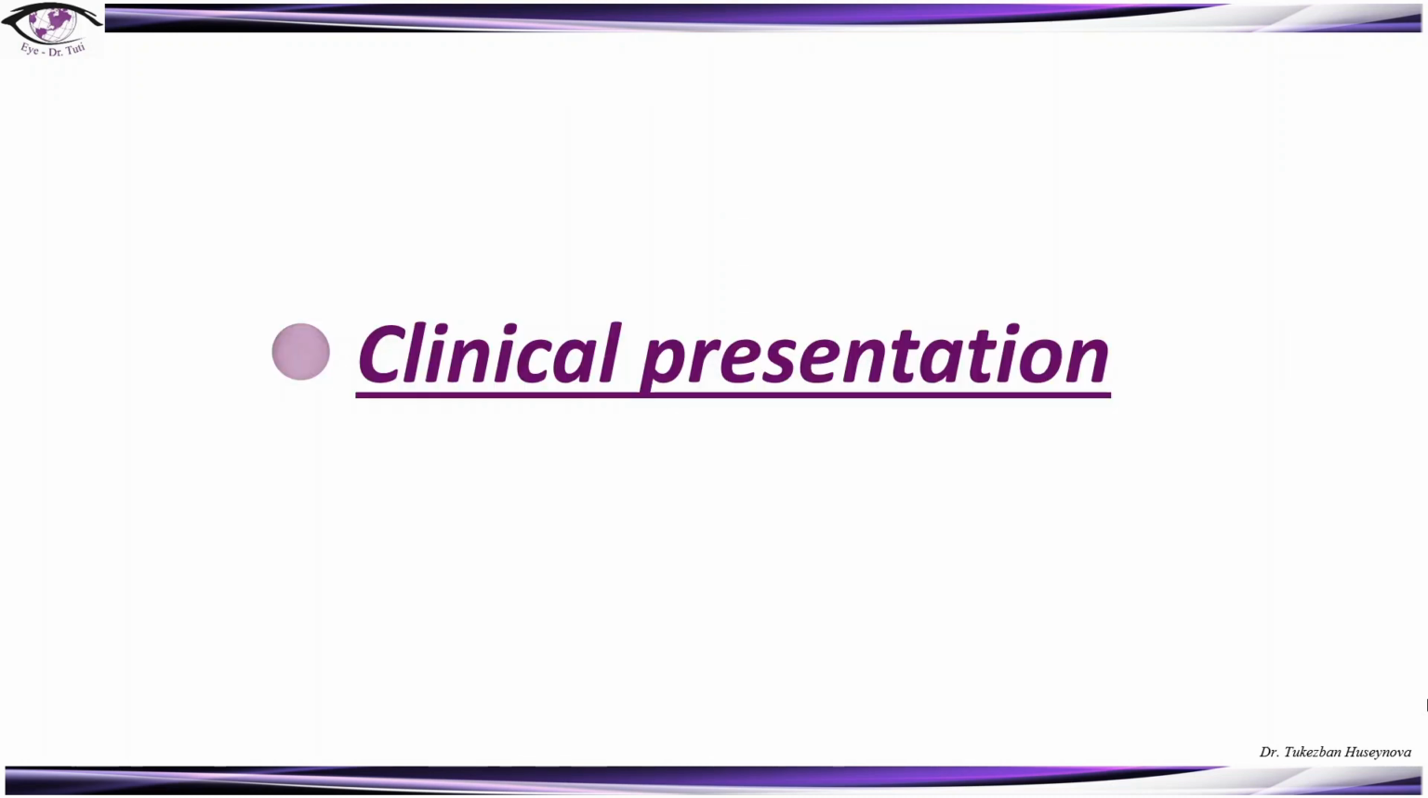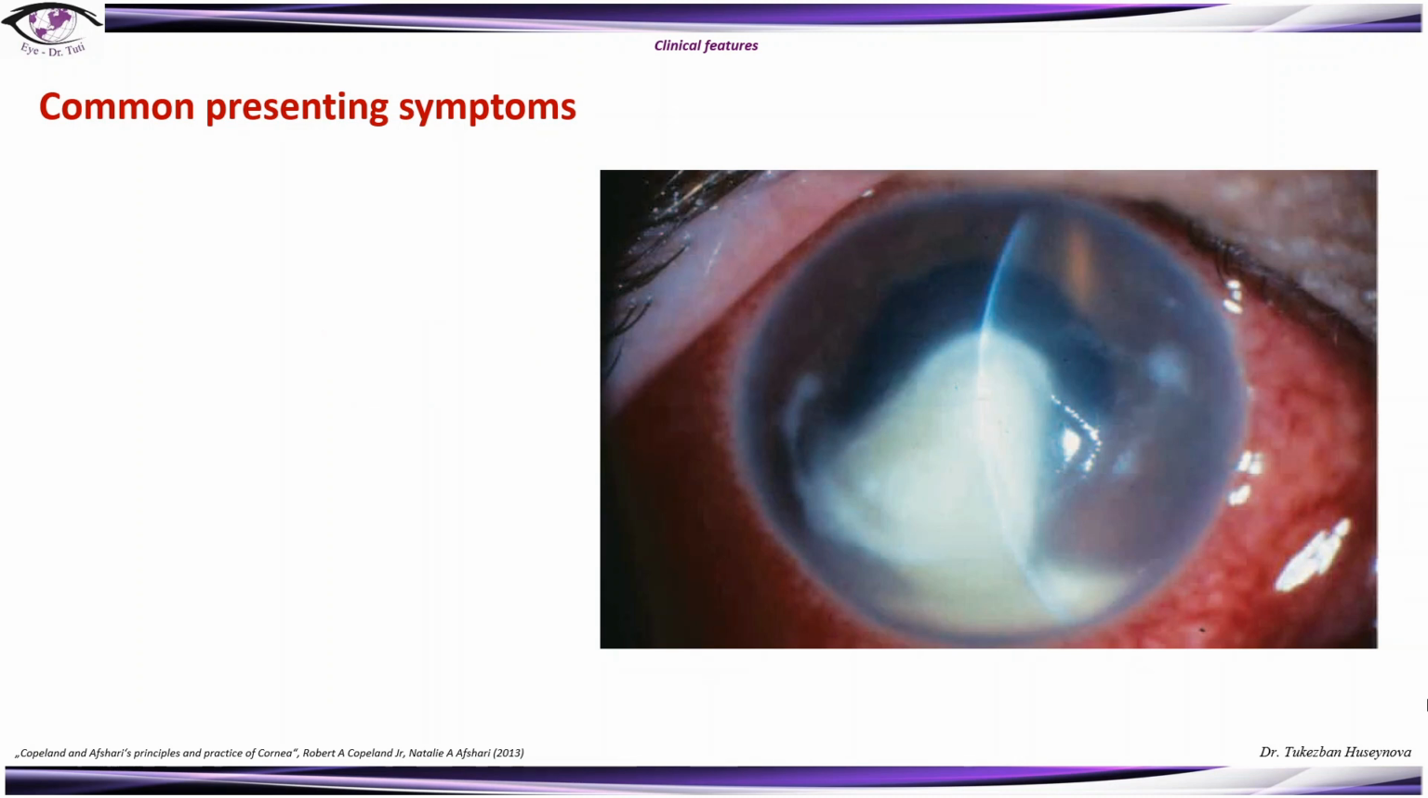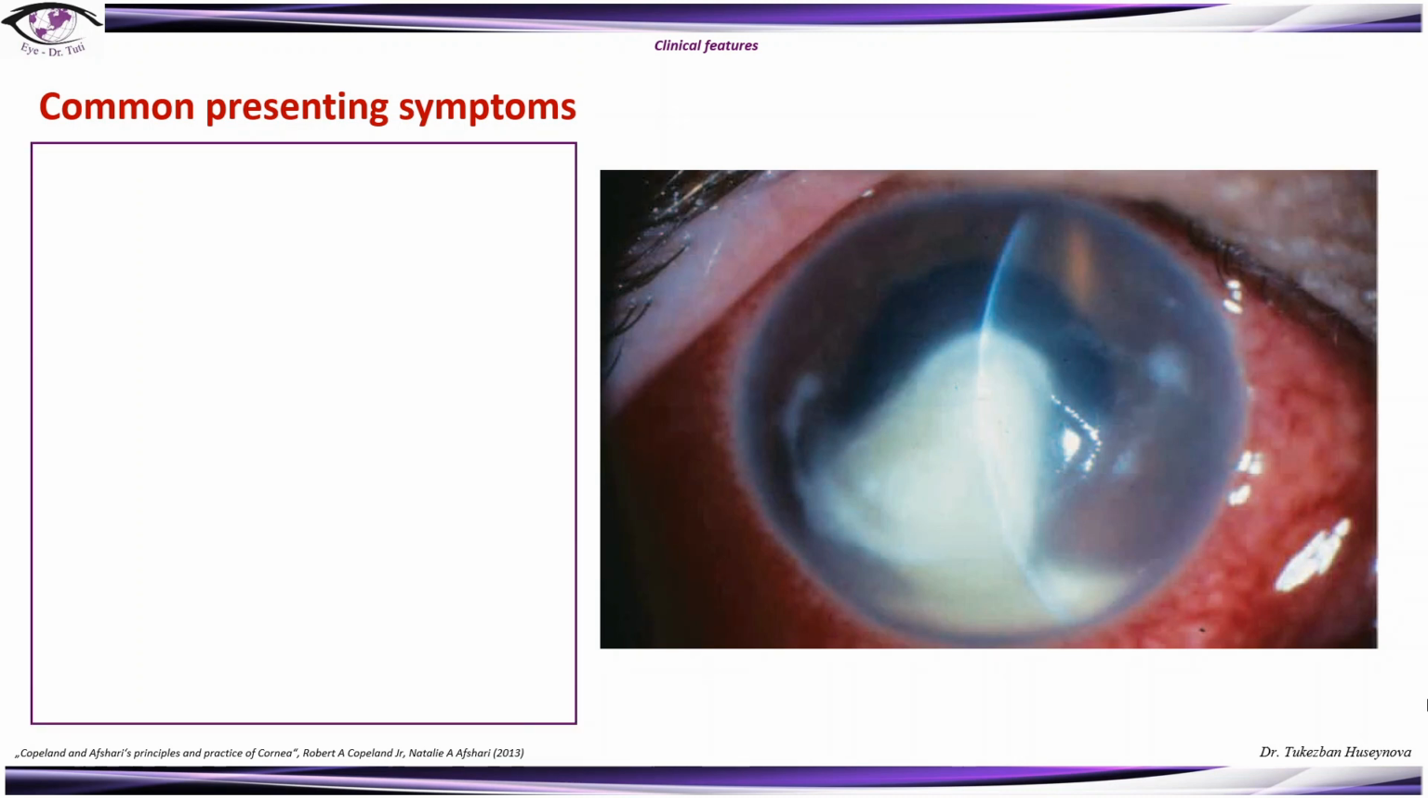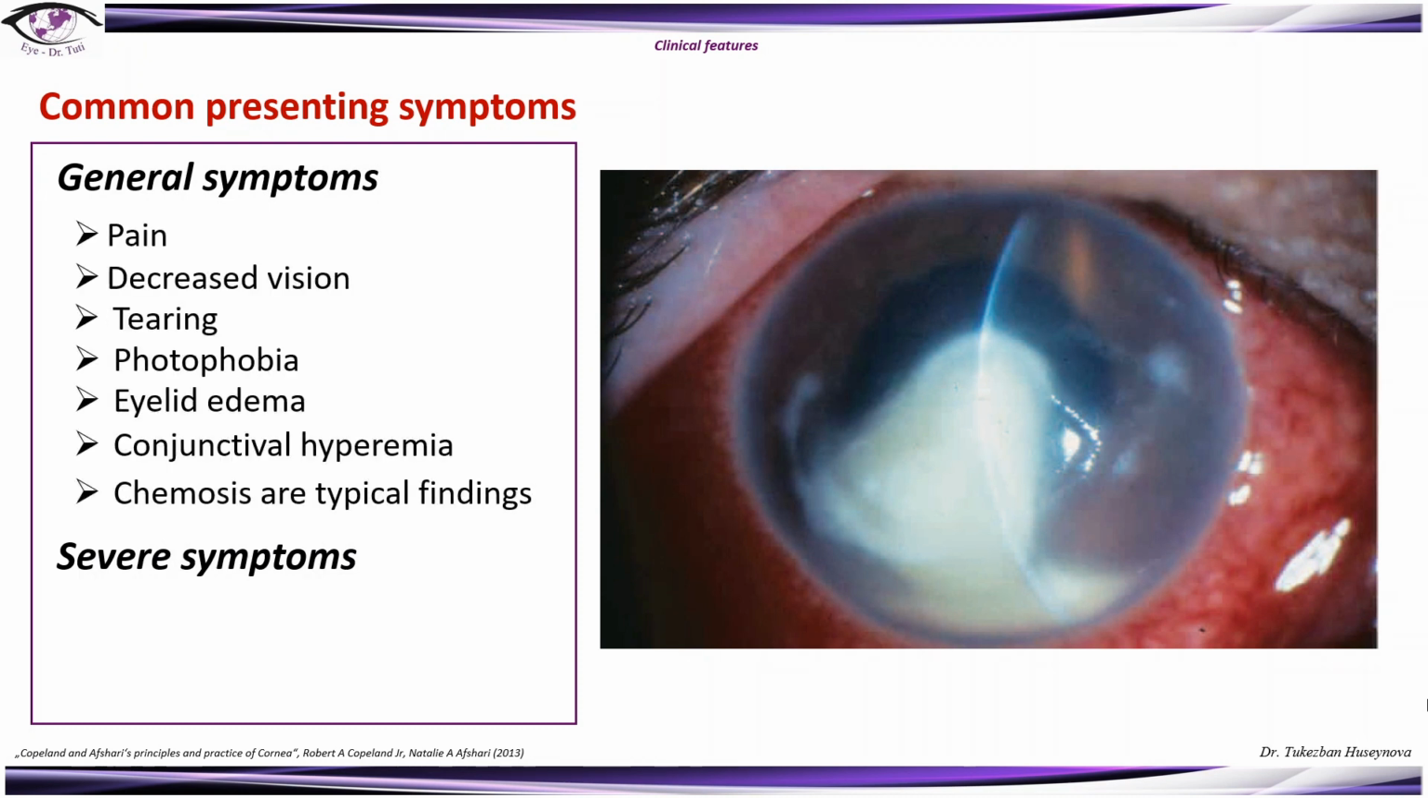Clinical presentation. Common presenting symptoms are general symptoms and severe symptoms. General symptoms are basically all symptoms of corneal syndrome, which includes pain, decreased vision, tearing, photophobia, eyelid edema, and conjunctival hyperemia and chemosis. Severe symptoms include anterior chamber reaction and hypopyon.